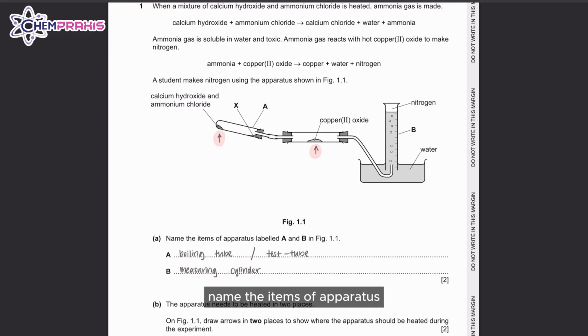Name the items of the apparatus labeled A and B in Figure 1.1. For A, there are two answers you can put. The first answer will be a boiling tube, and the second answer will be a test tube. Both answers are correct, so pick one or the other. And B is a measuring cylinder.